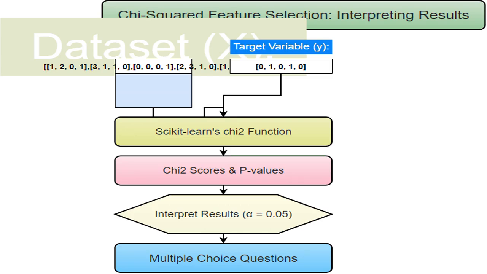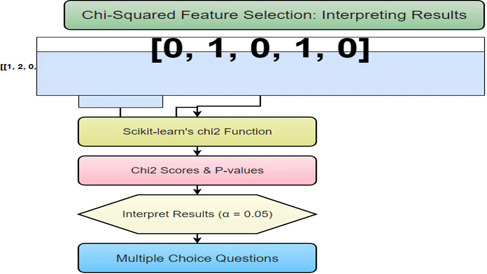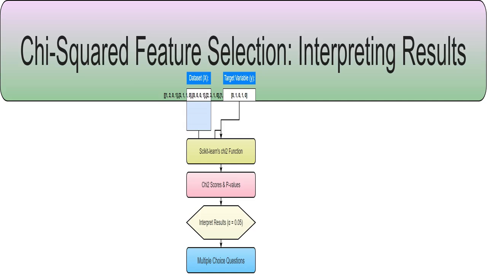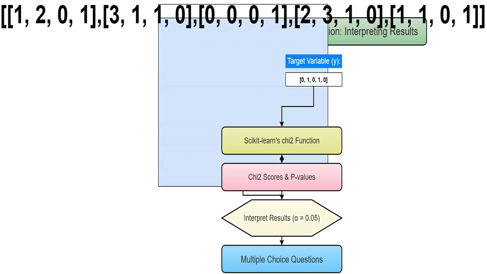This is our dataset. Each row represents an observation and each column represents a feature. This is what we're trying to predict. It's a binary variable, meaning it can only take on two values, 0 or 1 in this case. This shows the actual data points. Each inner list represents a single observation, with values for each of the four features. For example, the first observation has a value of 1 for feature 1, 2 for feature 2, 0 for feature 3, and 1 for feature 4. The corresponding target variable values for each observation. For instance, the first observation is associated with a target value of 0.